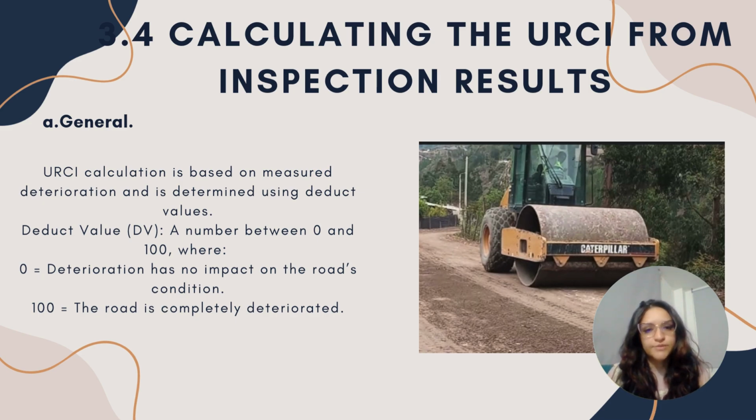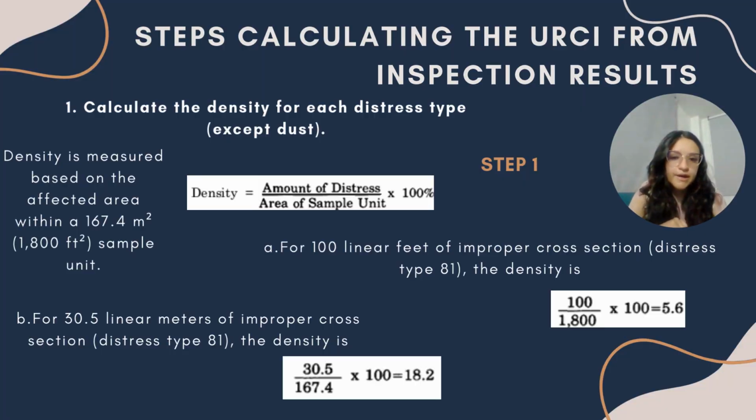Calculating the URCI from inspection results. General. The URCI calculation is based on measured deterioration and is determined using deduct values. Deduct value DV is a number between 0 and 100, where 0 means the distress has no impact on the road's condition, and 100 means the road is completely deteriorated. Now, there are different steps for calculating the URCI from inspection results.